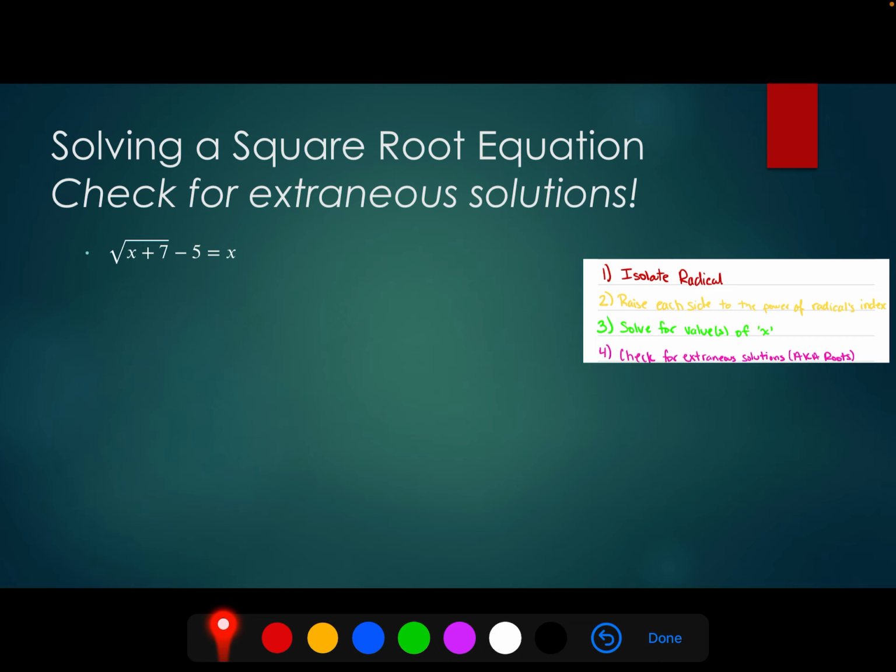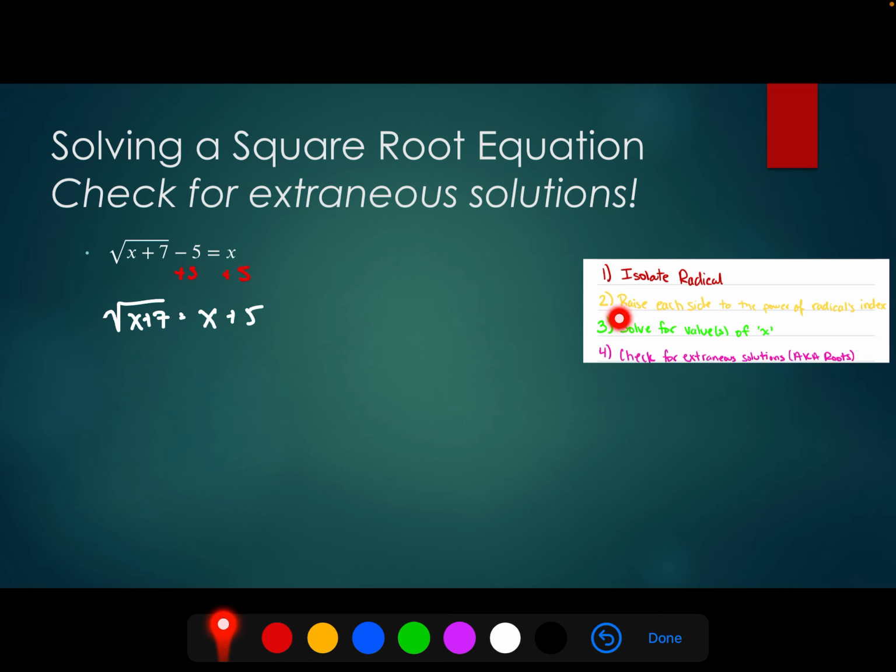So we want to do that here. We want to get this square root of x plus 7 by itself. So we're going to have to add 5 to both sides to do that. And now we have the square root of x plus 7 is equal to x plus 5.